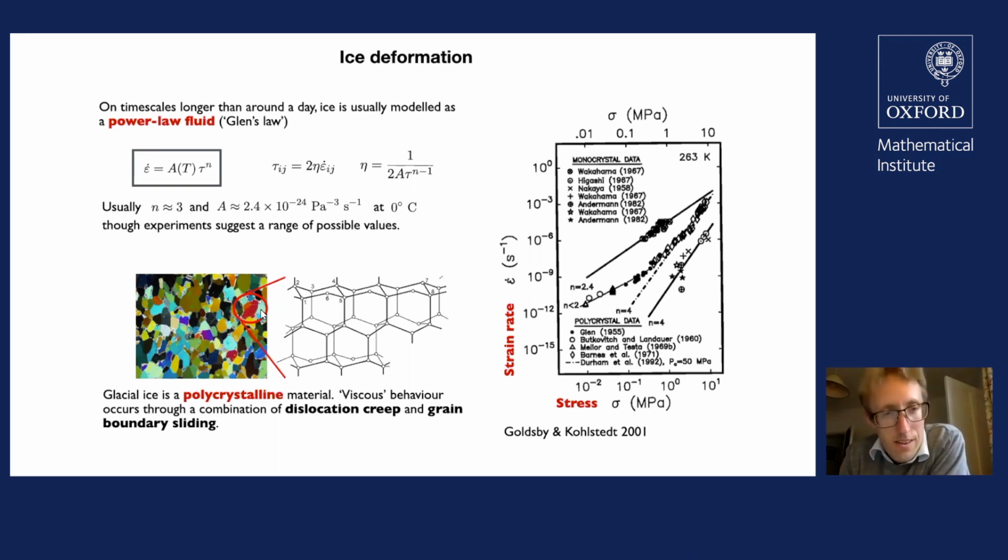But the macroscopic behavior of the ice, which I've written as viscous, occurs mainly through dislocation creep within these crystals, but also a bit of sliding on the boundaries between the different grains, which you can think of as just different crystals. Okay, so this is what we're going to take for the rheology of the fluid. Although sometimes when I'm modeling this, I just make it Newtonian because it makes things easier.